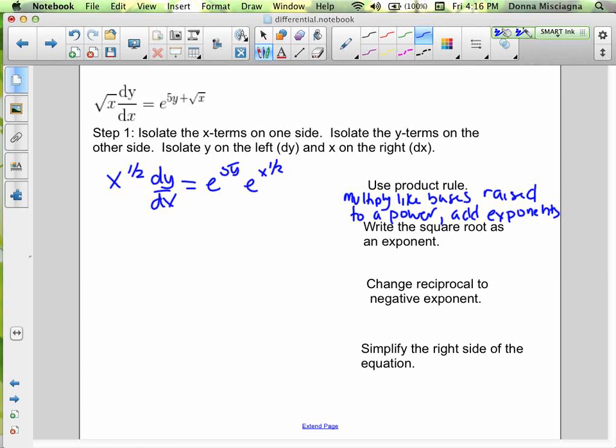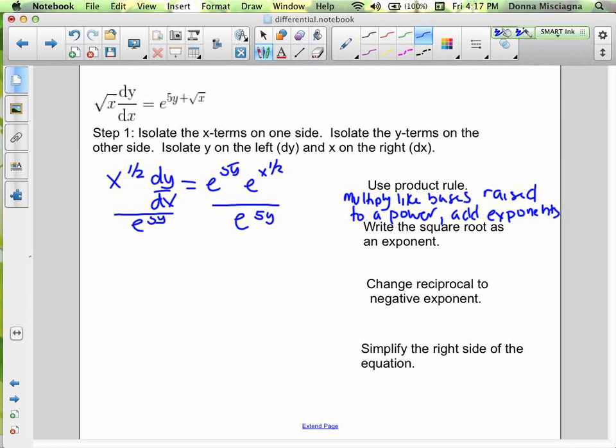All right, so now you see I've got it as a product with x's and y's, and so now I can divide to move one to the other side. I am going to have to move the y term over, the e to the 5y, to the other side because dy is over there. So let's divide both sides by e to the 5y. So I did in one step, I used the product rule and I wrote the square root as an exponent. I'm going to change the reciprocal to a negative exponent. I'll do that in a moment because I haven't moved the term yet. So I'm just dividing both sides by e to the 5y.